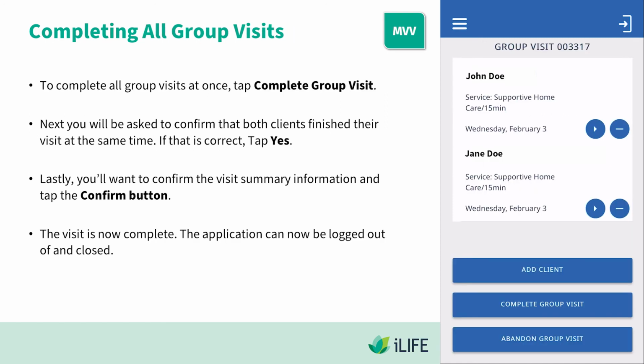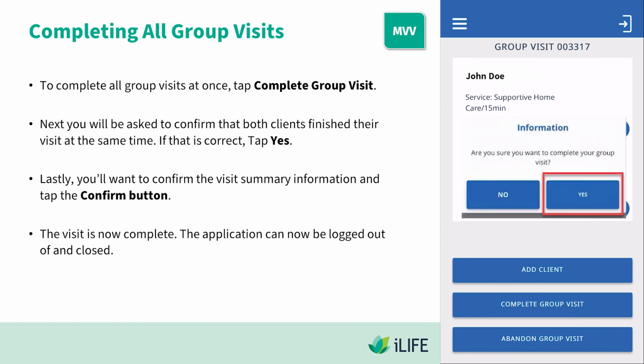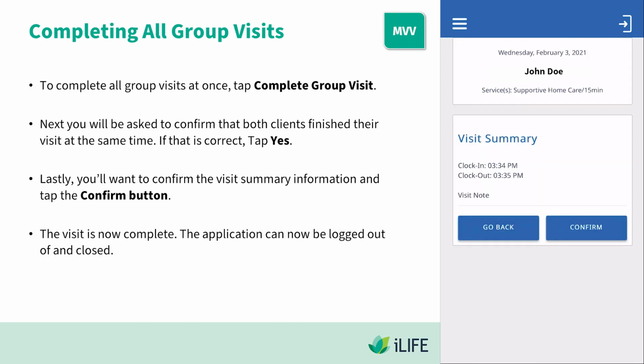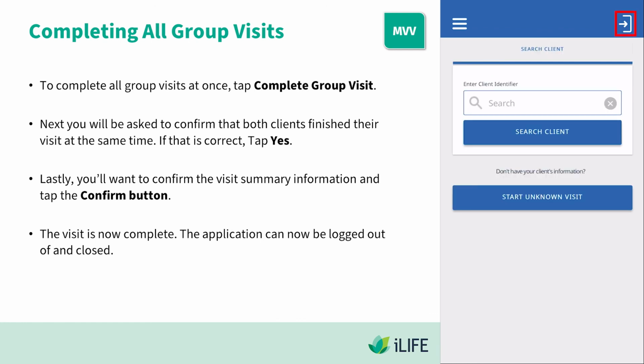To complete all group visits at once, tap Complete Group Visit. Next, you'll be asked to confirm that both clients finished their visit at the same time. If that is correct, tap Yes. Lastly, you will want to confirm the visit summary information and tap the Confirm button. The visit is now complete. The application can be logged out of and closed.